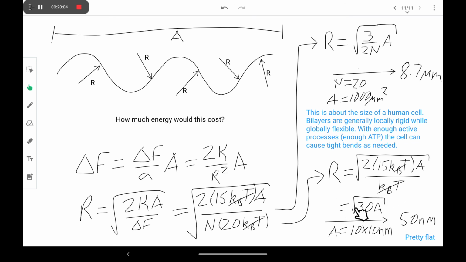So that gives R equals the square root of 30 times the area. Let's choose a small patch, because that's what's affected mostly by thermal energy, like a 10 by 10 nanometer patch. If you plug that in, you get about a 50 nanometer radius. That's pretty flat. A 10 by 10 patch with a 50 nanometer radius is a pretty flat object. The ratio of the area and the radius is pretty small. So again it tells us that locally the membrane is pretty rigid.